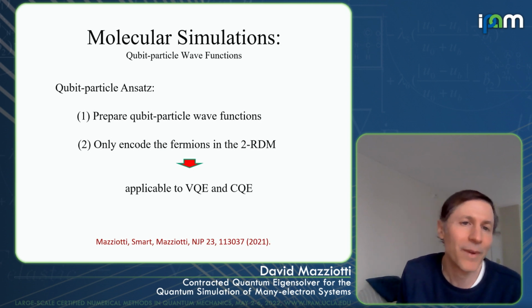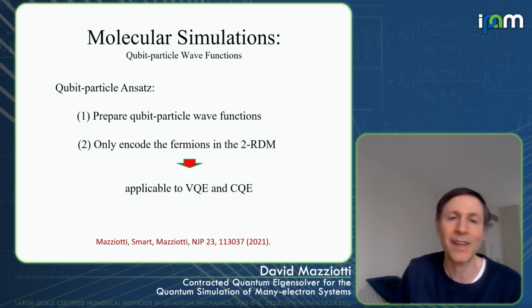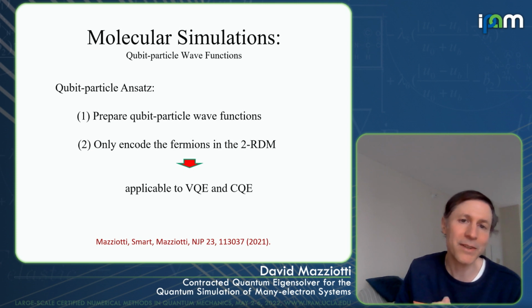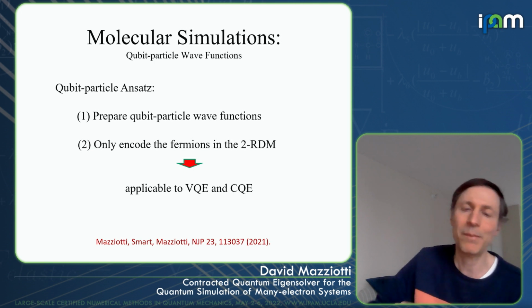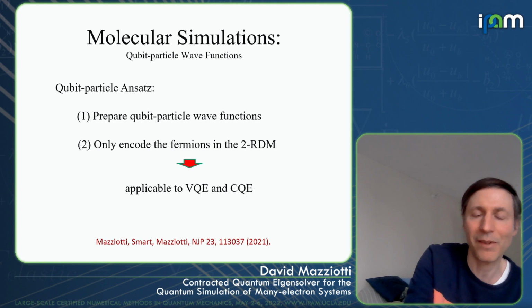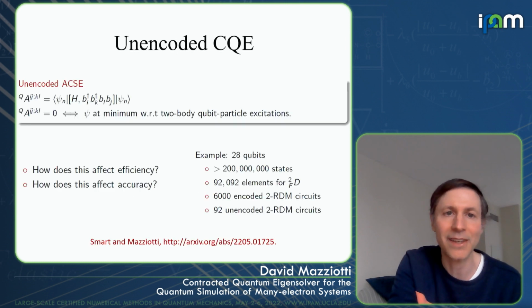Okay, so how do we set up this qubit particle Ansatz? We prepare qubit particle wave functions on the quantum computer, and we use no fermionic encoding in the preparation stage. But then we encode the fermions when we measure the 2-RDM. This idea is applicable to both the VQE and the CQE algorithms. And again, we know that we can get the exact 2-RDM from using these qubit particle wave functions because of the isomorphism that we have with the fermionic case.